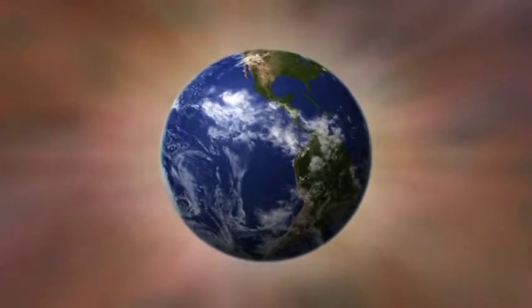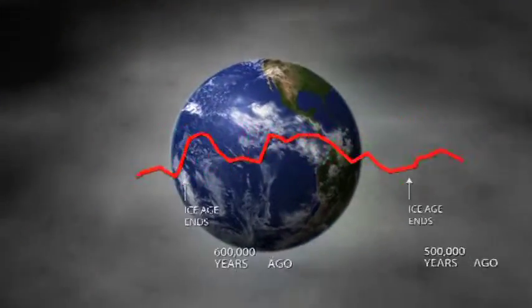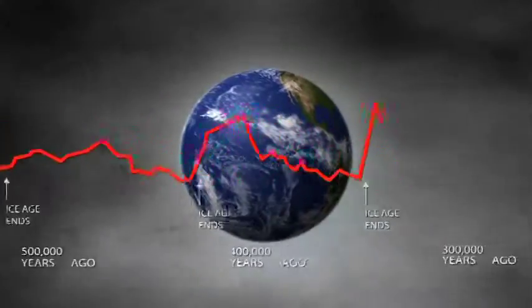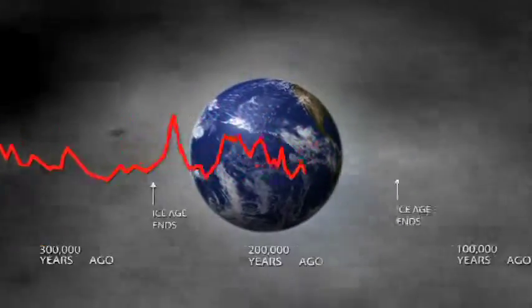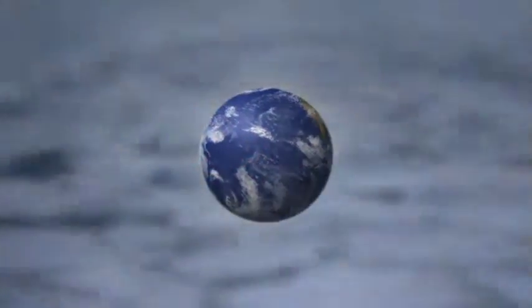What makes the current warming trend so different from the Earth's natural climate changes? The answers lie in the forces that drive natural warming and cooling over timescales that range from tens of thousands to 100,000 years. How do we know this?